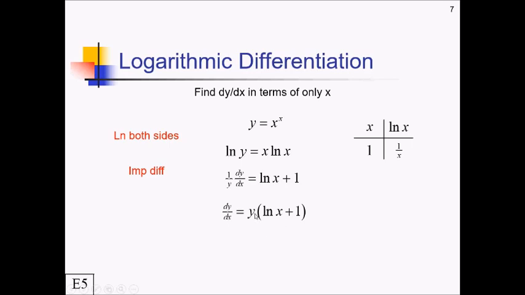So if you have to turn this y into something with x's, where do we get that from? Well, if you look back at the original, it says here y equals x to the x. So you're just going to replace y with that original expression. So we can write this as x to the x times ln of x plus 1. And we're done.